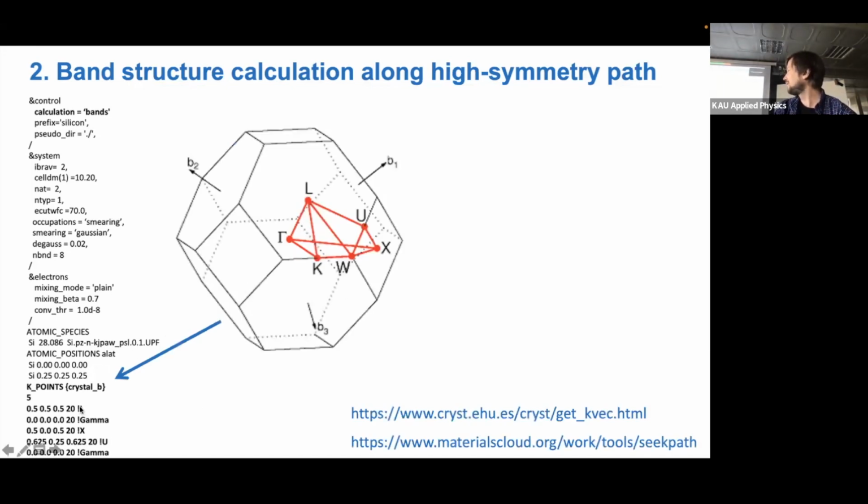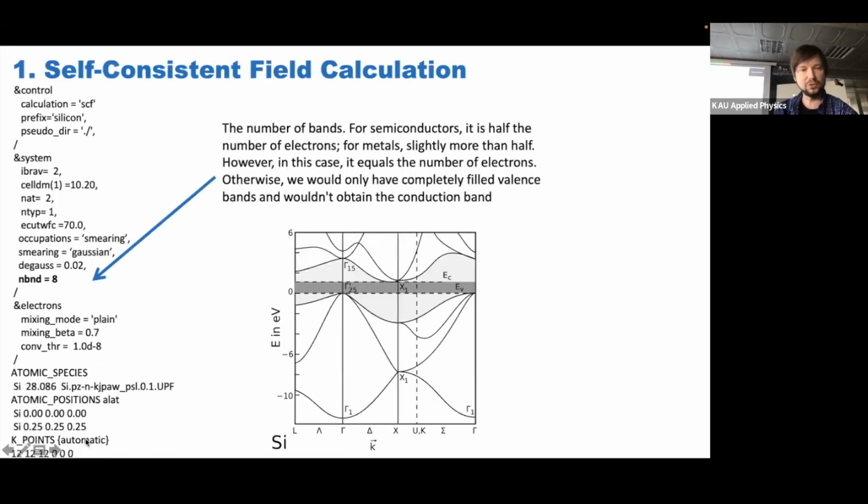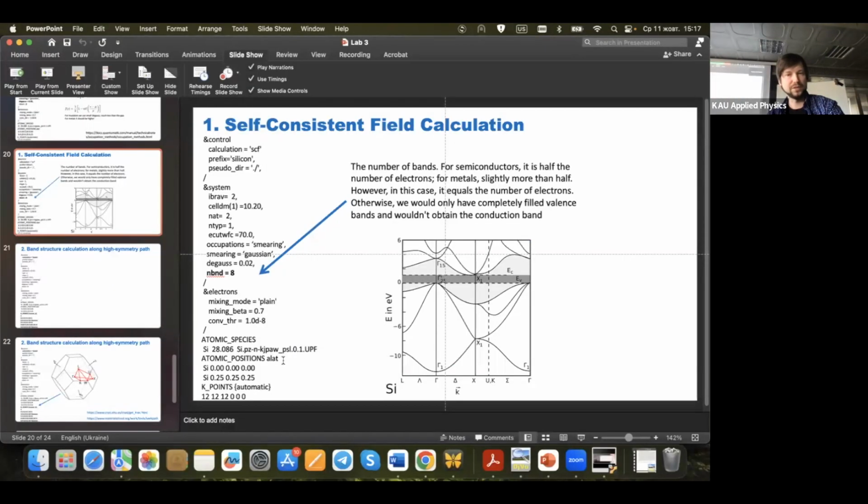So I start from k-points crystal_b. It means, you see, here it was, okay, it had to be crystal here. I will change it. What does crystal mean? Crystal means that all these coordinates are some part of lattice vectors. So this coordinate is 1/4 of the A vector, this is 1/4 of the B vector, and so on.